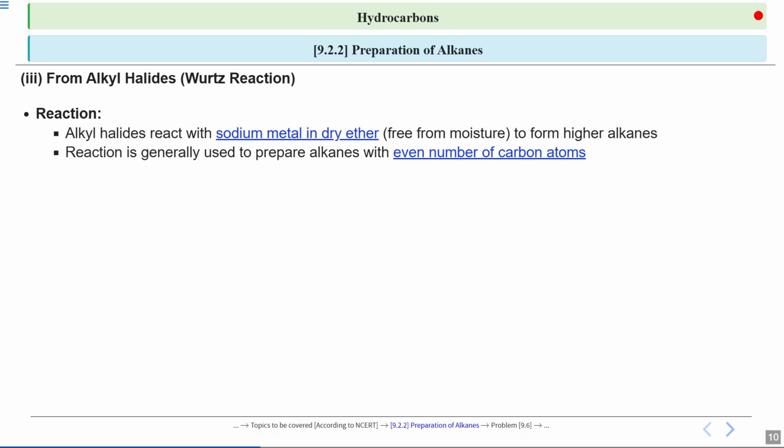Now let's look at the general equation for the Wurtz reaction. This equation will show us how two alkyl halide molecules will react with sodium to form an alkane and sodium halide. Understanding this equation is important to predict the product of the reaction. So here is the reaction: 2RX plus 2Na in the presence of dry ether is giving us R-R and 2NaX.